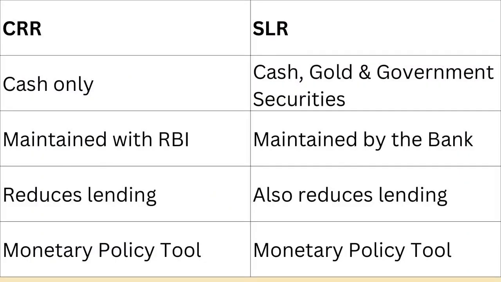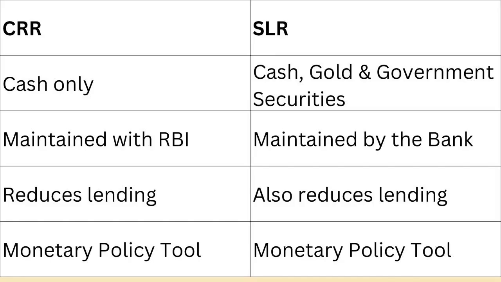Now let's compare CRR and SLR. This comparison is asked regularly in school exams. Both are tools used by RBI. Both influence the amount of money banks can lend, but they are not the same. The first difference is the type of reserve. CRR is maintained only as cash. SLR is maintained in the form of cash, gold, and approved government securities. The second difference is where the reserve is maintained. CRR is kept with RBI. SLR is maintained with the commercial bank itself. The third point is that both reduce the amount of money available for lending when increased.